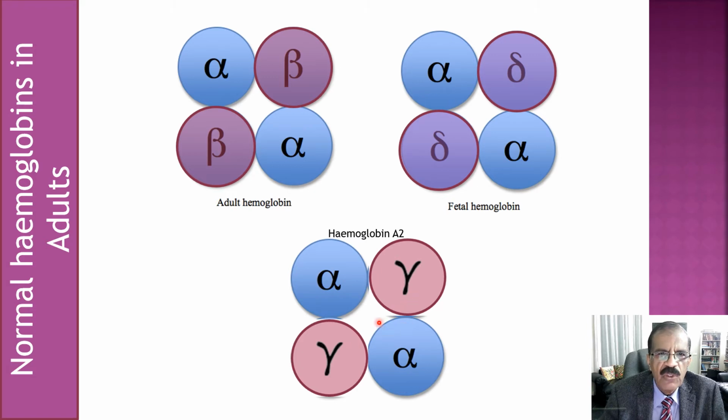Alright, so please note down, alpha chain is present in all normal adult hemoglobins. But the other chain may be beta in case of hemoglobin A1, gamma in case of fetal hemoglobin, and delta in case of hemoglobin A2. So these ratios will vary in various types of thalassemias.